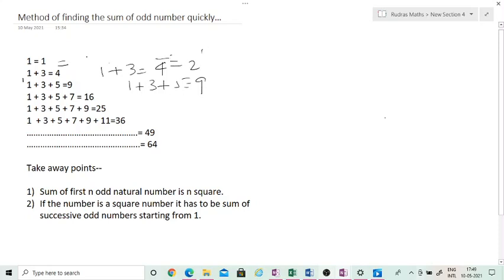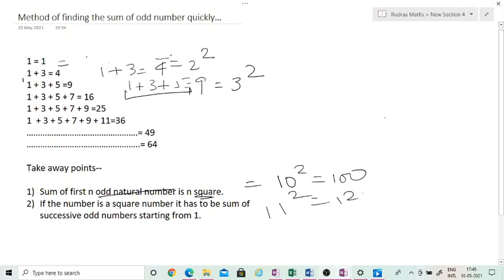What is 4? It's 2 square. What is 9? It's 3 square. And how many numbers are we adding? It's 3. So if you ask me the summation of odd numbers till 7 numbers, or 8 numbers, or 9 numbers, or 10 numbers, what am I going to do? I'm just going to square that number. The sum of the first n odd natural numbers is n square. If you ask me about 10, it's going to be 100. If you ask about 11, it's going to be 121. And we also corroborated it with the summation here.